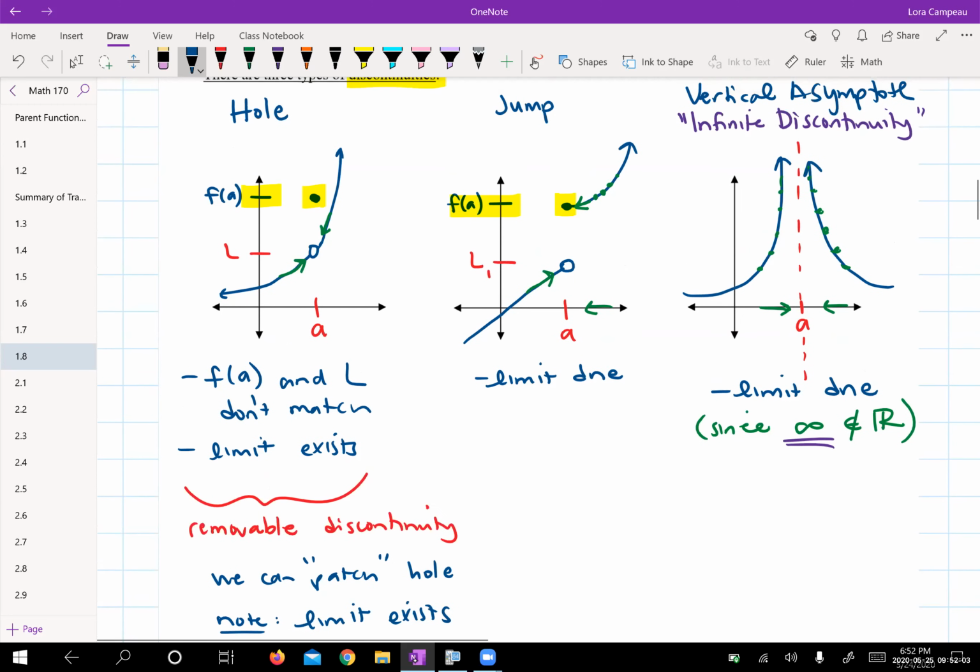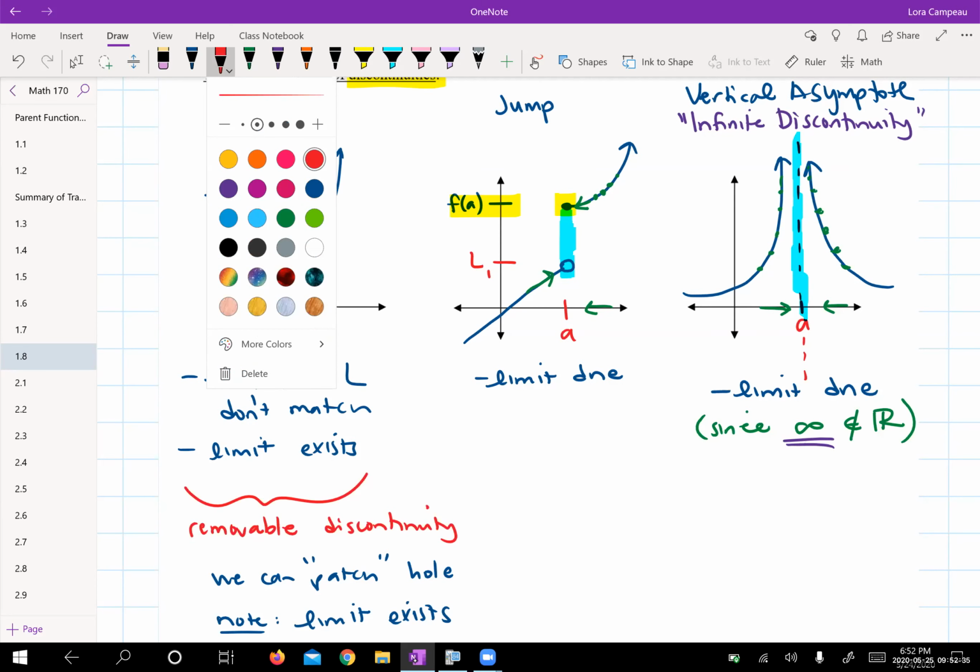Now the other items, the jump, the vertical asymptote, or the infinite discontinuity, what's going on? If you try to look at where the gaps are, we have a hole, and then we also have a lot of gap going on with the jump. There's no way we can patch that part with a single function or a point. Similarly, you cannot patch up a vertical asymptote. The function is never defined there. So we call these cases non-removable discontinuities.